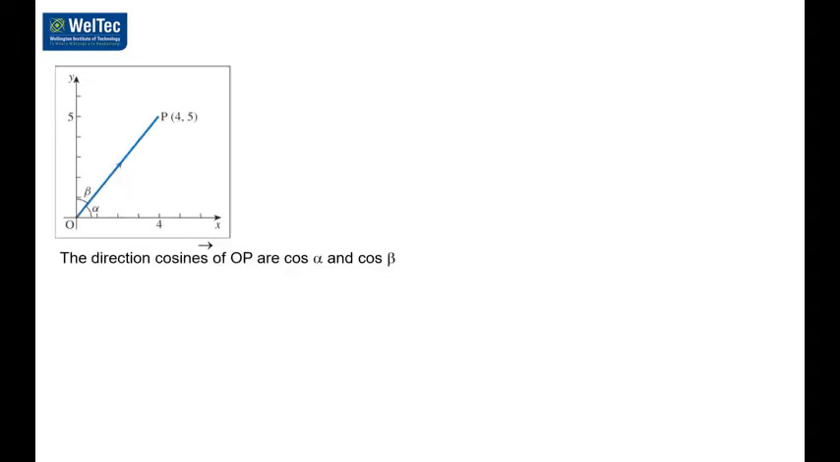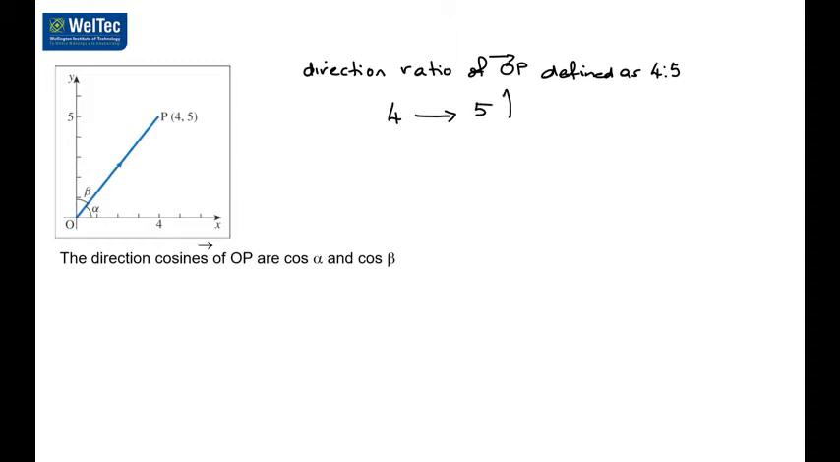Now we talk about things like the direction ratio, and in this case the direction ratio of OP is defined as 4 to 5. So to move in the direction of the line, for every 4 units in the x direction, you've got to go 5 in the y direction.